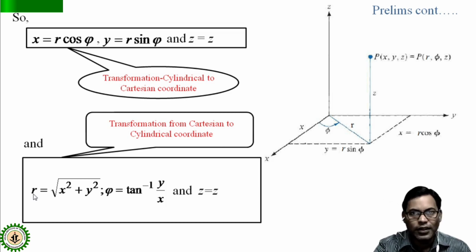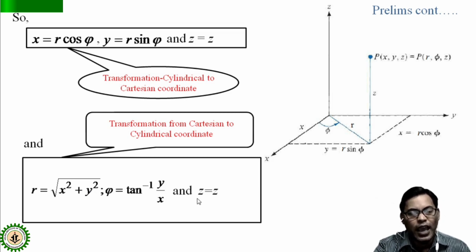Here r will be equal to root over of x square plus y square. So if x and y are given, we can find r. Similarly, we can find phi if y and x are given, and z will be the same.